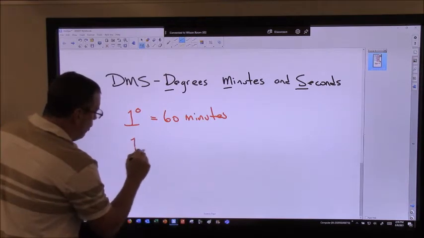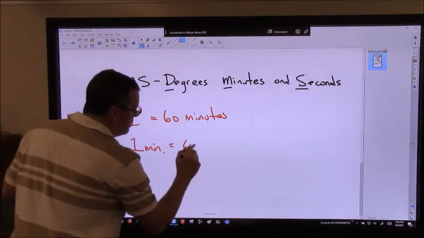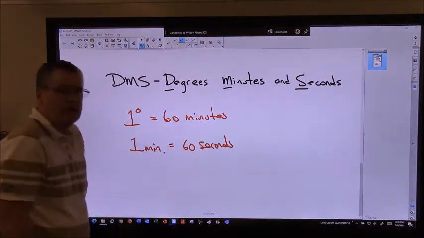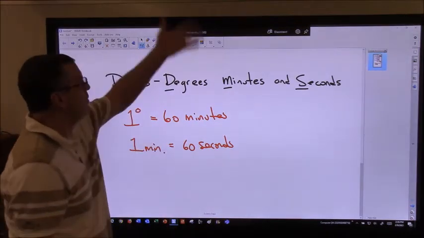And 1 minute is equal to 60 seconds. Okay? Kind of makes sense. Why make it different than a clock? Let's just leave it the way we learn how to tell time.